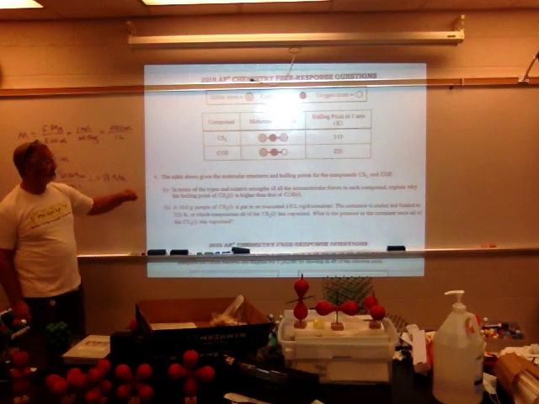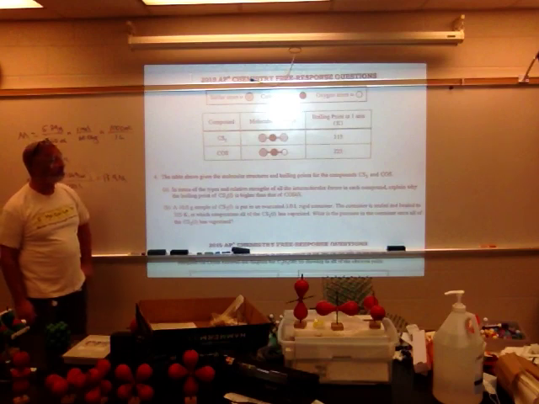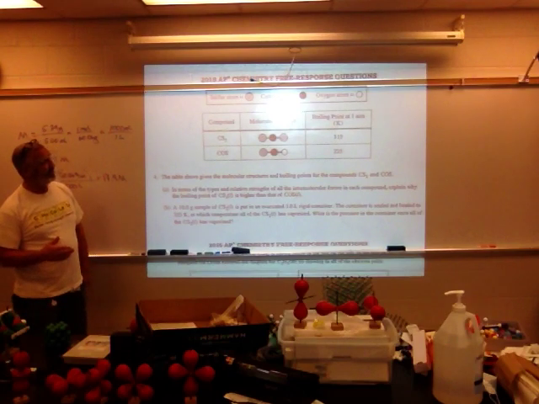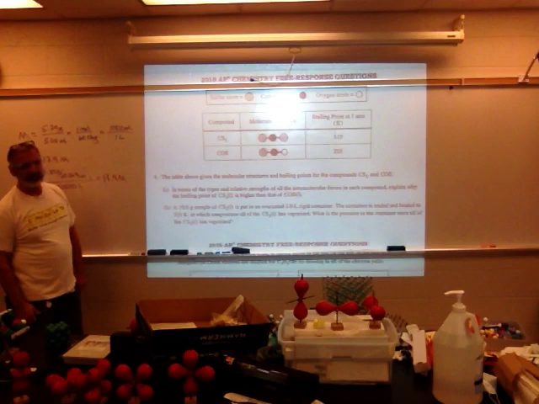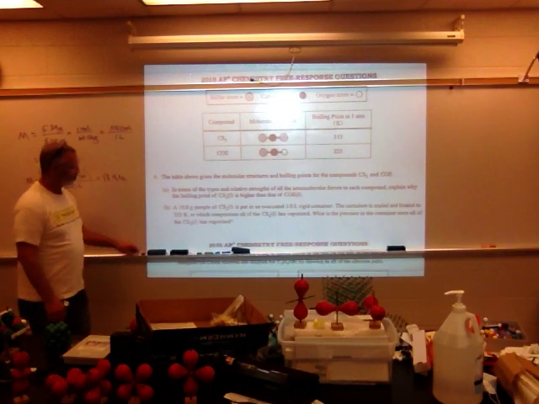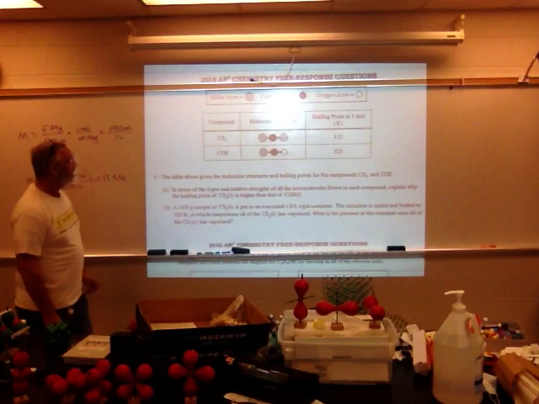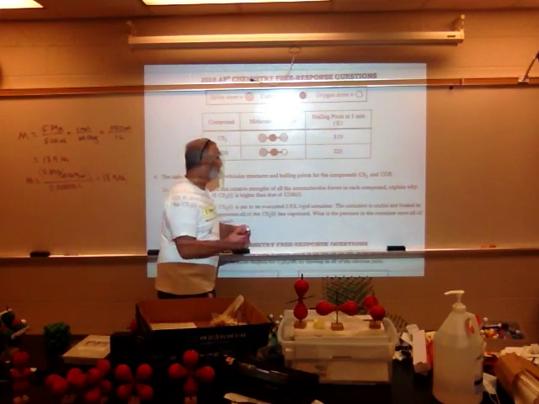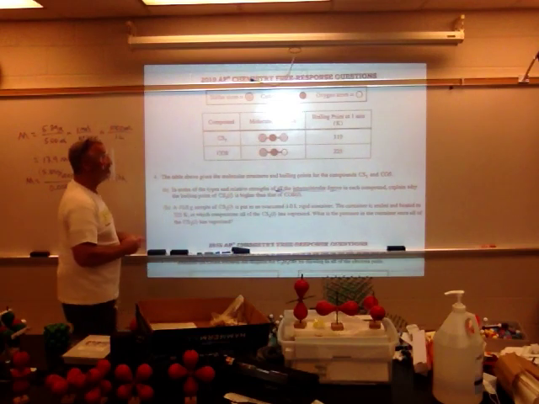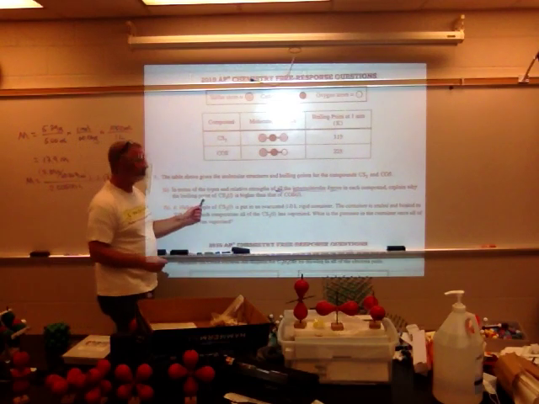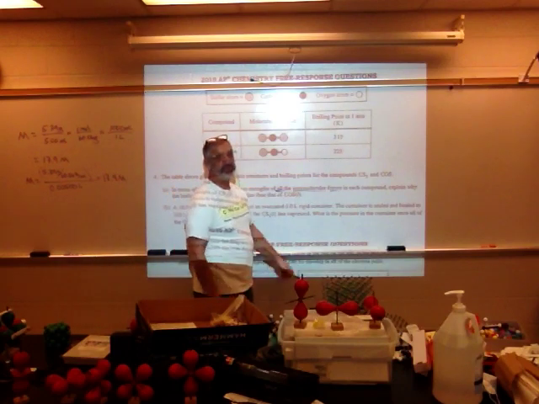The table above gives the molecular structure and boiling points for the compound CS2, carbon disulfide, and COS, which would be, I don't know what it is. It'd be some unique name. It wouldn't be like a normal traditional name. Okay, doesn't matter. In terms of the types and relative strengths of all intermolecular forces in each compound, explain why the boiling point of CS2 is higher than COS.